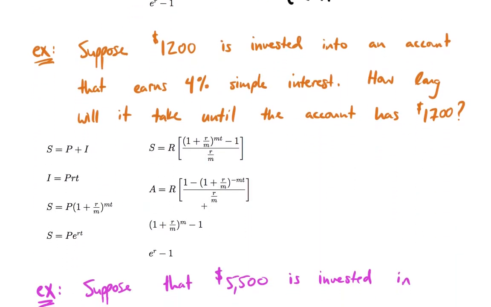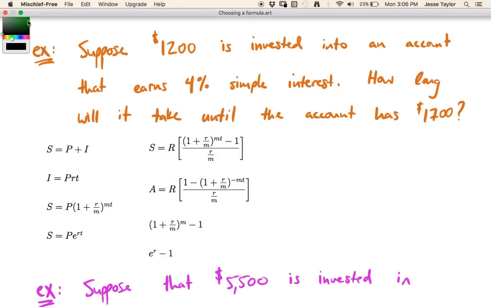This problem in orange: suppose $1,200 is invested into an account that earns 4% simple interest. How long will it take until the account has $1,700? There's one flag for this problem. Just like last time, there was a flag that told us the right direction, and last time it was the fact that we had multiple payments. You can see this time we don't have that. It's just $1,200 being invested at some point, and we never put any more money in it again. The keyword for this one, let me get my green pen back.